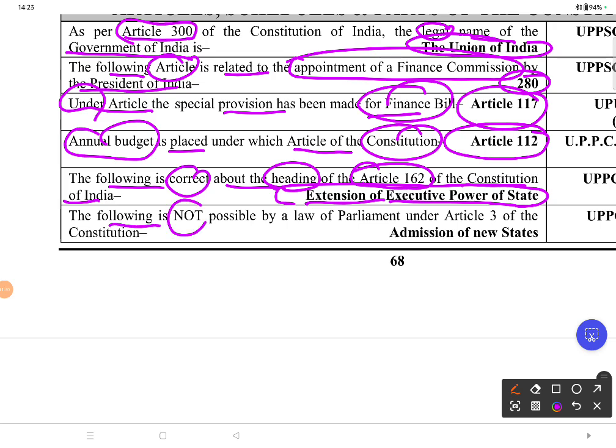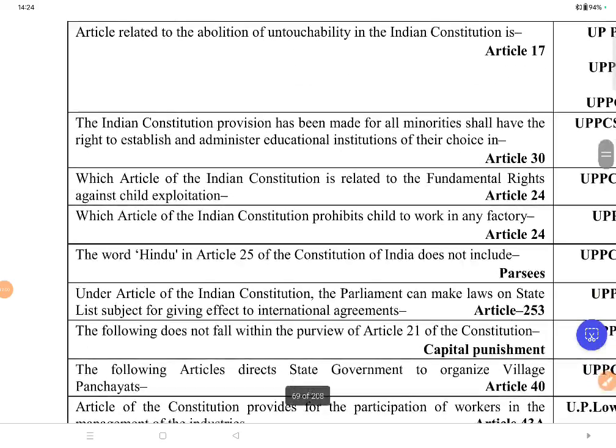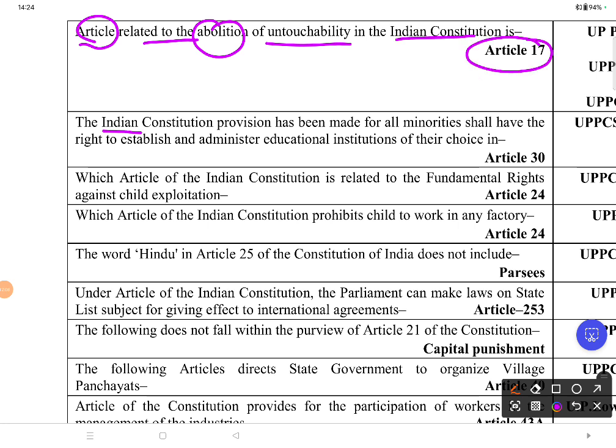The following is not possible by law of Parliament under Article 3 of the Constitution, that is admission of new states. Article related to abolition of untouchability in Indian Constitution is Article 17. In the Indian Constitution provision has been made for all minorities to have the right to establish and administer educational institutions of their choice in Article 30.